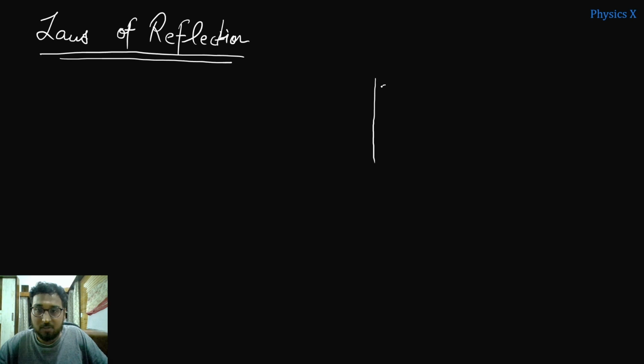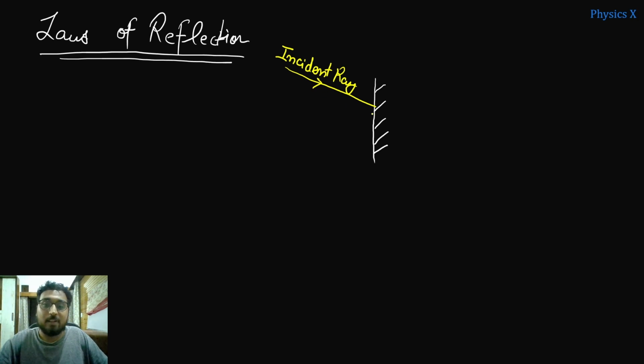Suppose this is your plane mirror, this is your reflecting surface, and suppose this is the incident ray. It is falling like this, so I am calling this the incident ray, which is before the reflection. After this, obviously this light will bounce back from this reflective surface, and that we will call the reflected ray. So first of all, we need to understand that two sets of rules will be there.